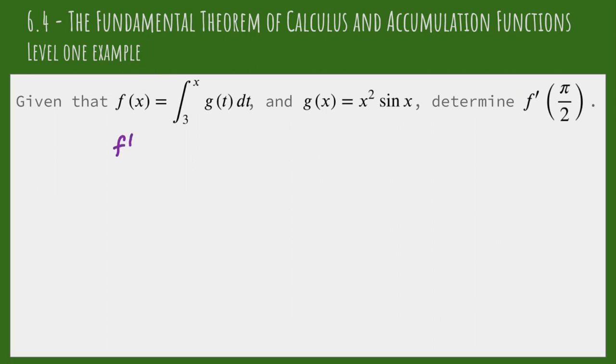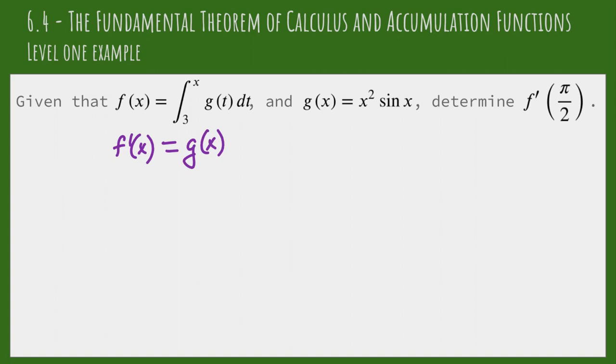So I'm going to take the derivative of the left side, that's just f prime of x. When we take the derivative of an accumulation function like this, essentially what we're doing is taking the x and plugging it in for t. That's not exactly what's going on, but effectively that's what happens. So the derivative of that accumulation function is just g of x. And that is the first fundamental theorem of calculus.